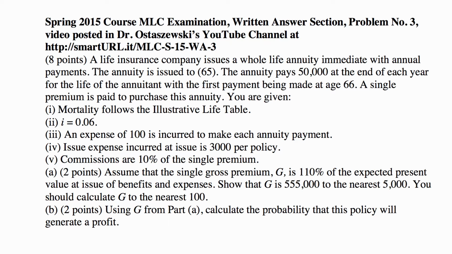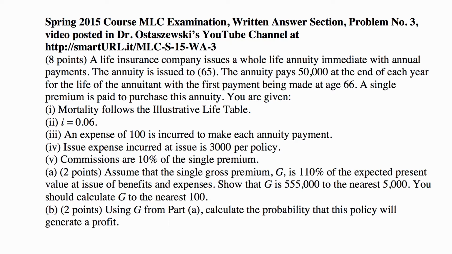You are given that mortality follows the illustrative life table. The interest rate is 6%. An expense of $100 is incurred to make each annuity payment. Issue expense incurred at issue is $3,000 per policy. Commissions are 10% of the single premium.